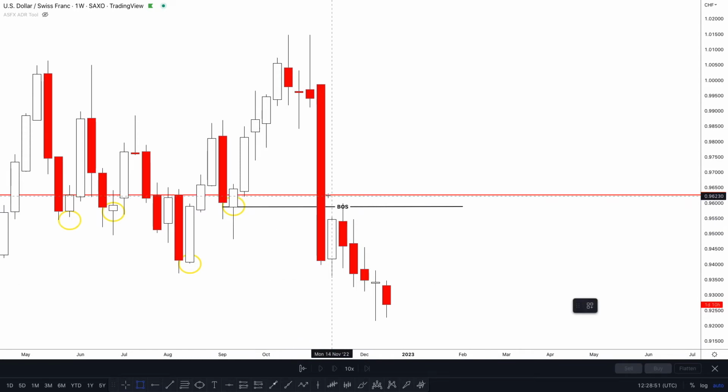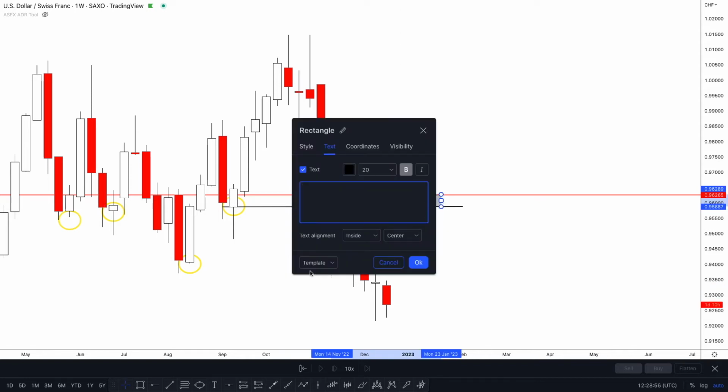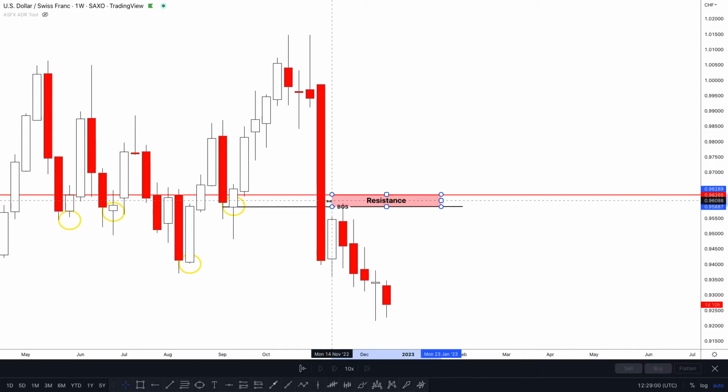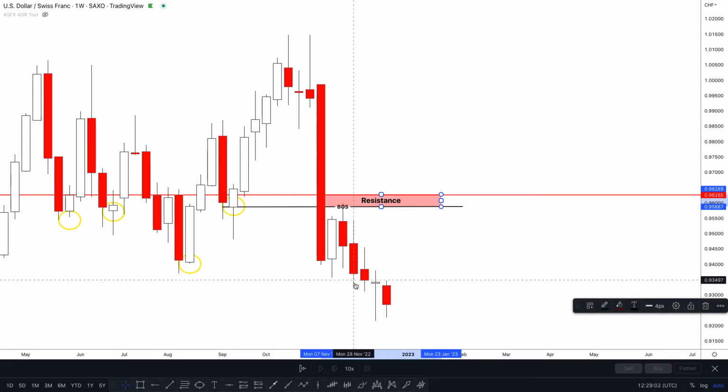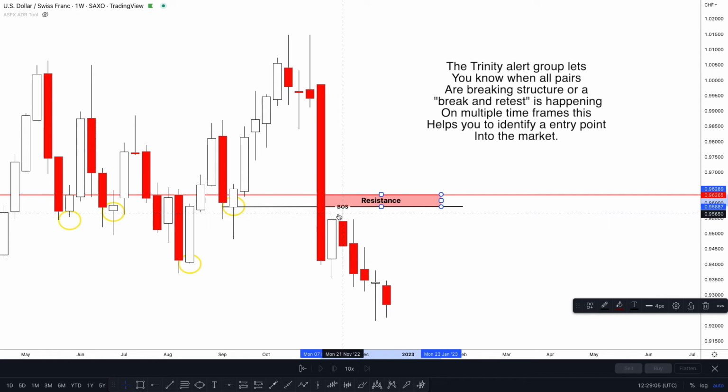Now what I'll do is just simply mark out this area like this, and this is pretty much what I do for the VIPs on the Sunday. I've marked out all of these areas, and I'll tell them that, you know, we're just waiting for price action to go towards this area. The next thing I need to do is just wait for my Trinity alert when price action does get to this area, and I'm going to show you what I mean by that.